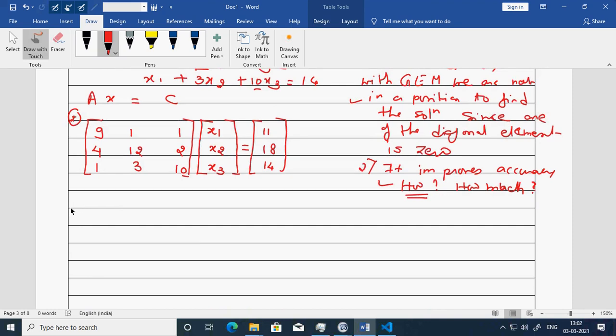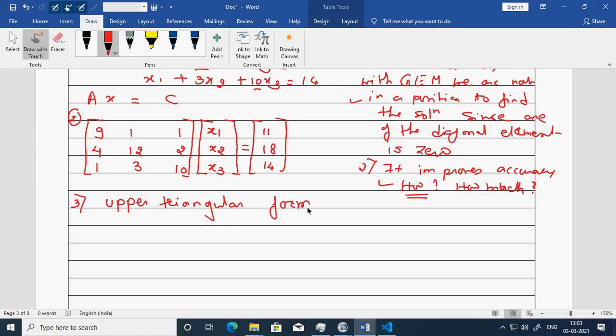The third step is converting the system of equations into upper triangular form.